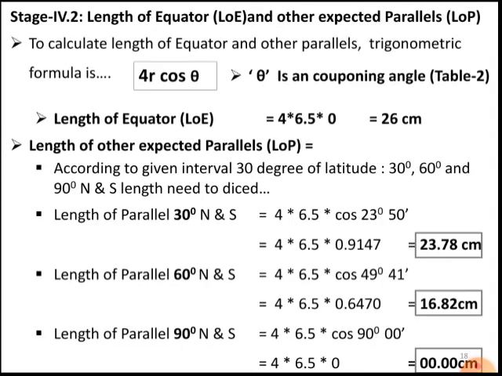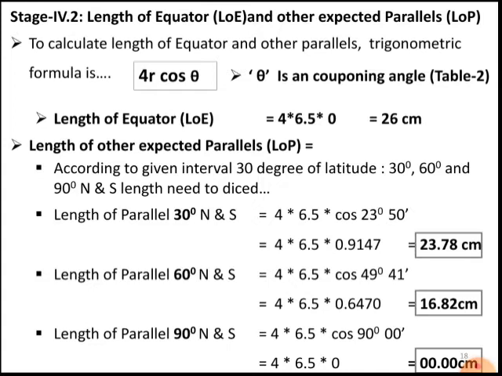Okay, even though those distances you can find out trigonometrically also. Now the stage 4.2, where we can find out the length of the equator and the other expected parallels. Here the length of the equator is again simple, as I told you, which we can calculate simply as 4 multiplied by r, or using the trigonometrical function, 4 multiplied by r multiplied by cos theta. Now cos theta is 1 and 4 multiplied by 6.5 is 26 centimeters. So that is the length of the equator.